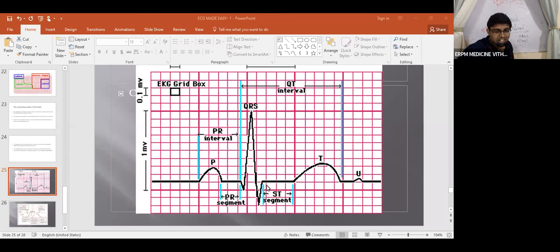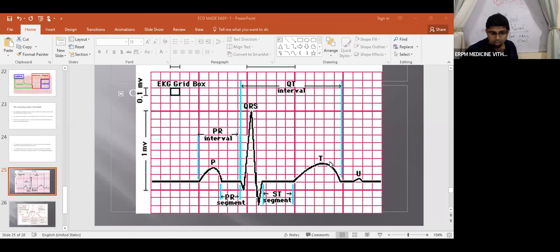So what is running in the y-axis is your voltage. Every small square in the vertical is 0.1 millivolt. Clear? And the best part is the next part of the class. This is just the introduction to say what is PQRS.